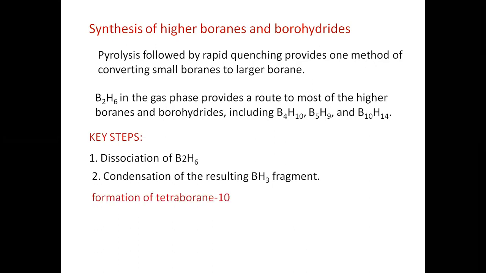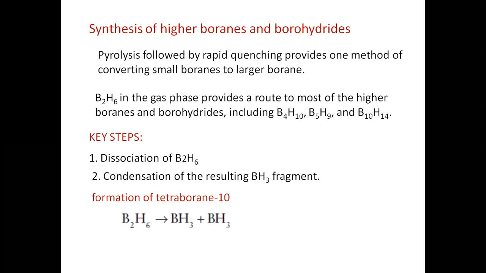Okay. For example, let us take the preparation of a higher borane, tetraborane 10. What is tetraborane 10? B4H10. Tetra means 4, and tetraborane 10 means 10 hydrogens. What is the name of B5H9? Pentaborane 9. What about decaborane 14, like that? In this preparation of higher borane, there are two steps, and the first example is how to prepare tetraborane 10. These two steps will play a very important role.